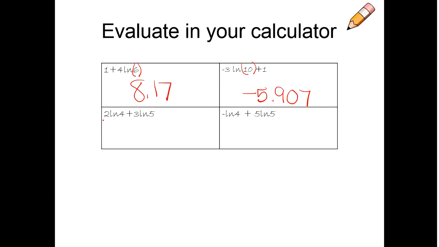Same for this one: 2 times ln of 4 plus 3 ln of 5. Notice I'm putting parentheses around the 5 and the 4, so that way I know what is inside the ln's. You should get approximately 7.6 for that one. And then I got negative ln of 4 plus 5 times ln of 5, and you get approximately 6.66. So be aware of these, guys.